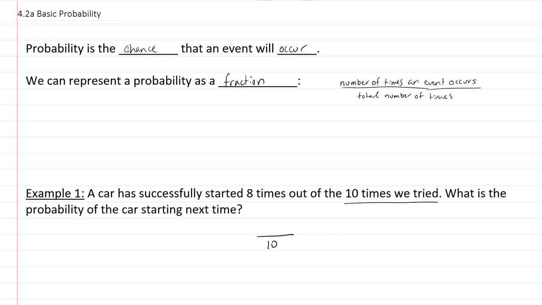But it successfully started 8 times out of 10. So the number of times the event occurred, that the car successfully started, was 8. So our probability is 8 over 10, which can be reduced to 4 over 5. So there is a 4/5 chance that the car will start next time, with our previous knowledge of how the car has started.